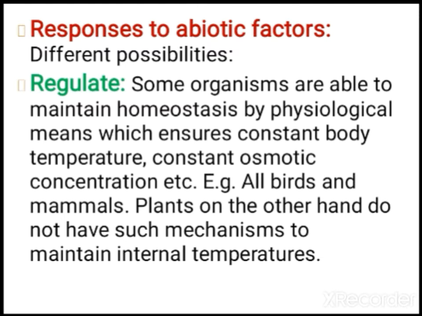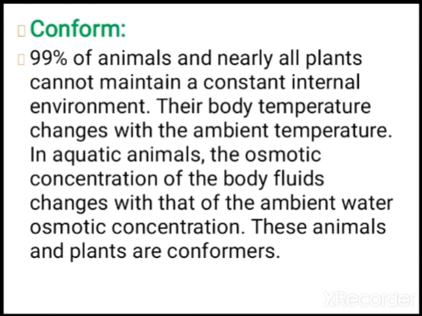Okay, next is that category, that is conformers. 99% of the animals and all plants are not able to maintain a constant internal environment. The body temperature changes with the surrounding temperature. In aquatic animals, the same way, the osmotic concentration also changes according to the water's osmotic concentration. As these animals are not able to maintain the same osmotic concentration and body temperature, you call them conformers. They show fluctuating body temperatures.